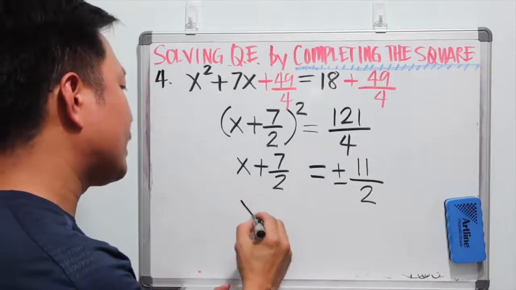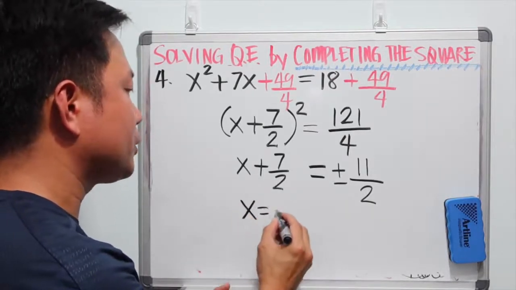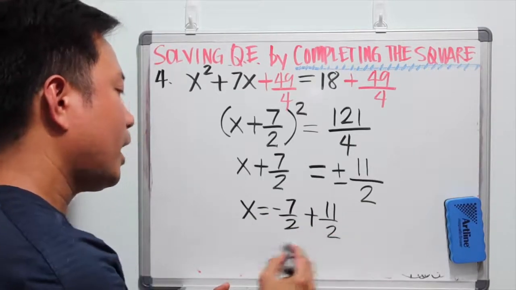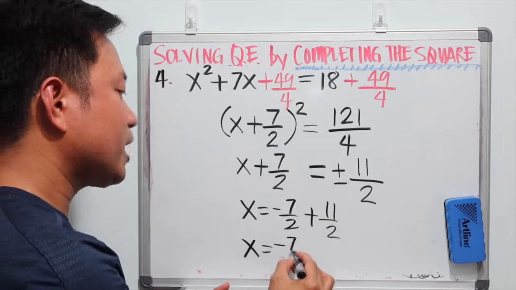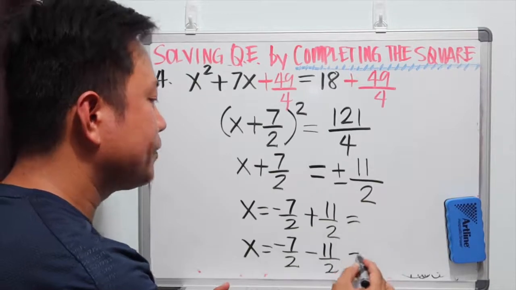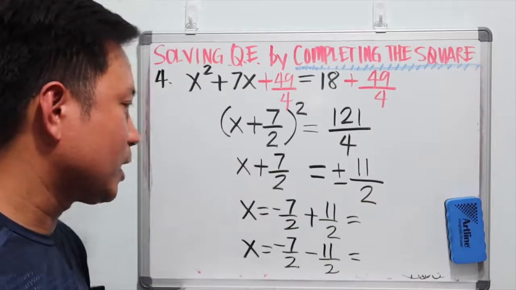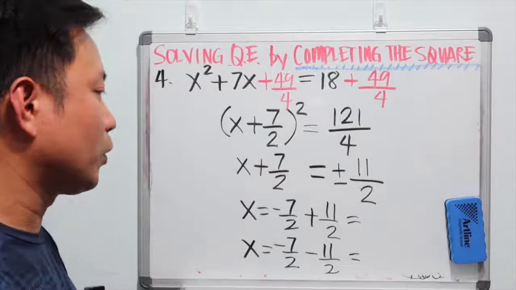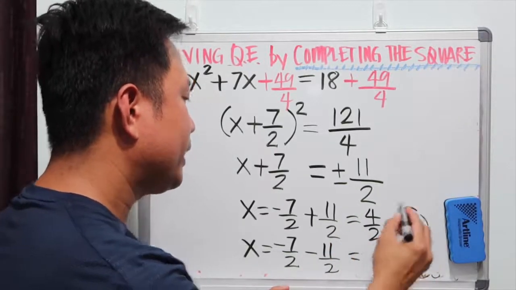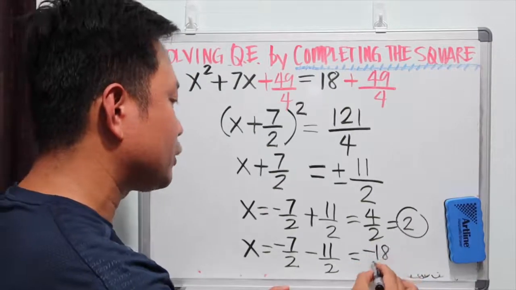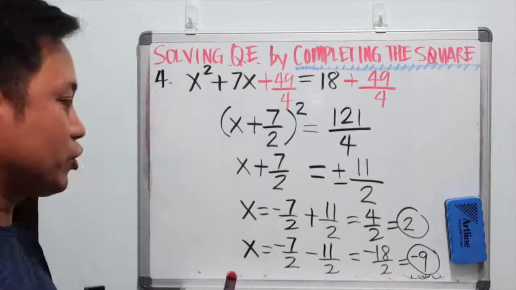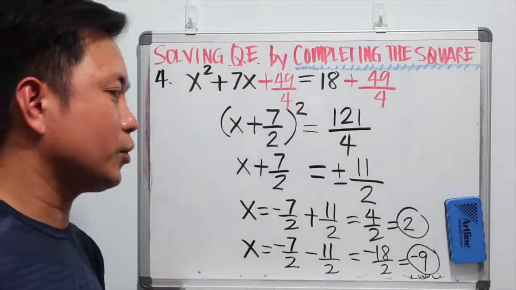Solving for the two x values, we now have x is equal to negative 7 over 2 plus 11 over 2. And the other one is negative 7 over 2 minus 11 over 2. And simplify both values for x. So the first one becomes 4 over 2, where the value of x is 2. And the second is negative 18 over 2, which is equal to negative 9. So the zeros of this quadratic function are 2 and negative 9.